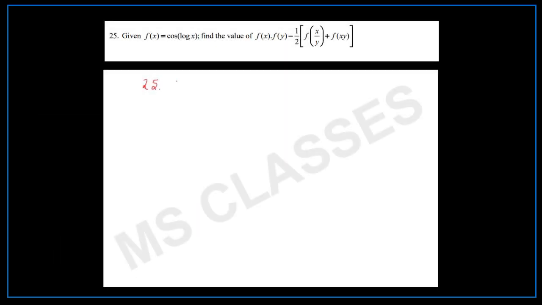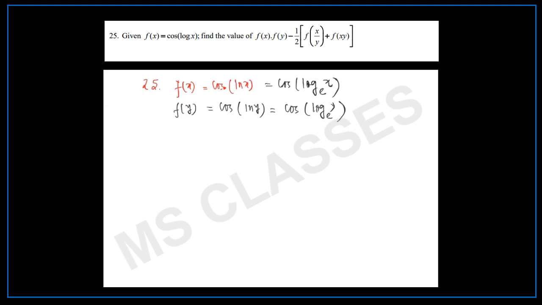Which says that f of x equals cos ln x. Now, when f of x is cos ln x, f of y equals cos ln y. You can express this as cos of log of x base e also, and here cos of log of y base e. This can also be written.